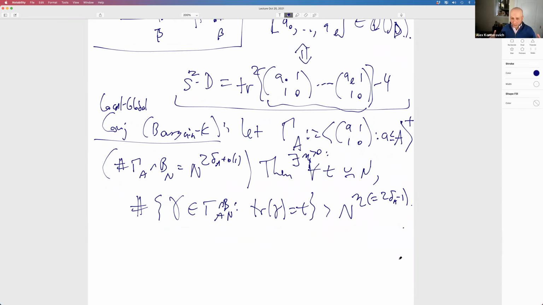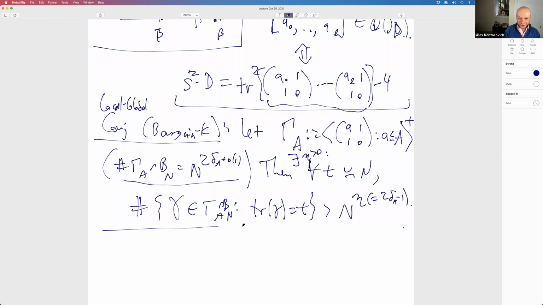So again, what is this saying? The total number of points that we have in gamma in a ball of size n is n to the 2 delta. And what this conjecture is saying is that there should be no conspiracy among those, so that the number of points hitting a particular trace is the total number of points divided by the number of traces in this range.